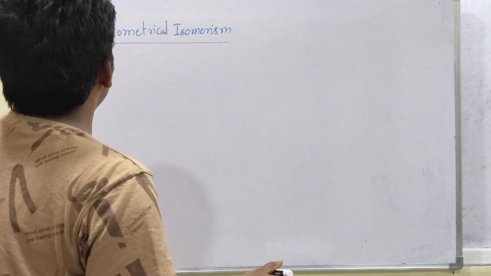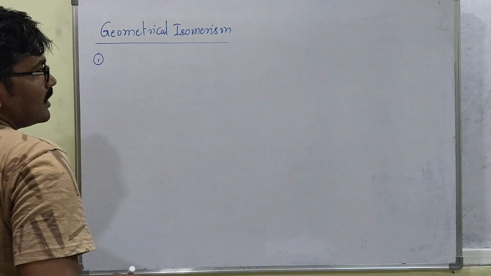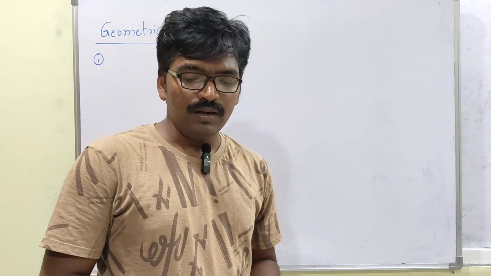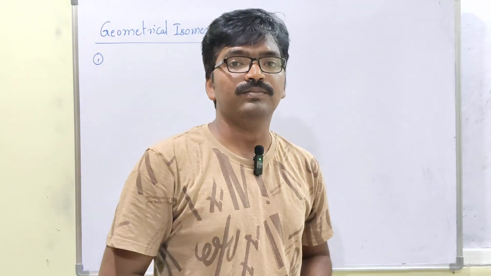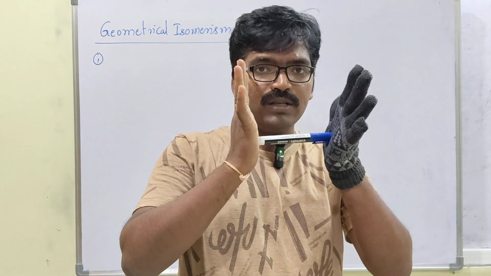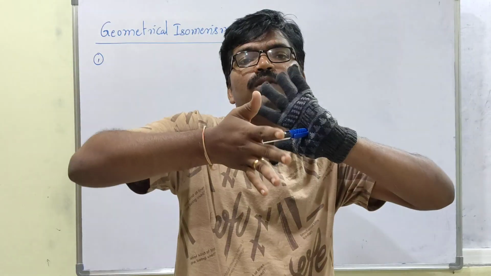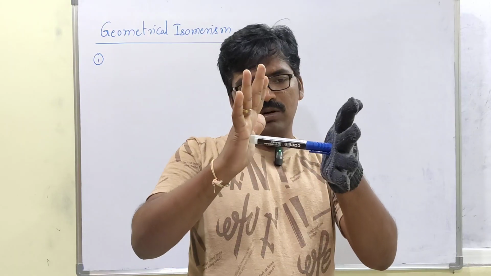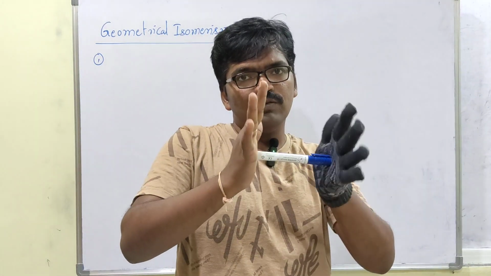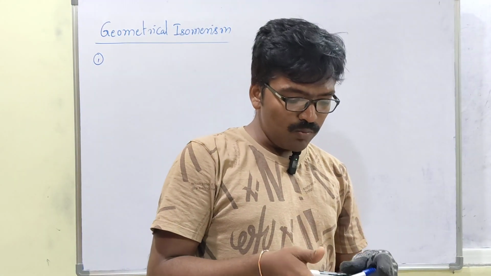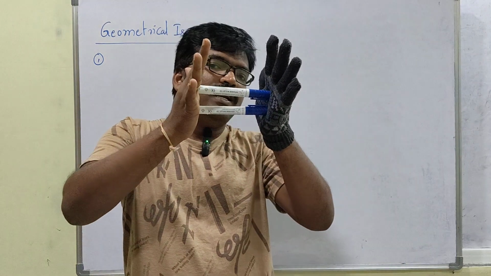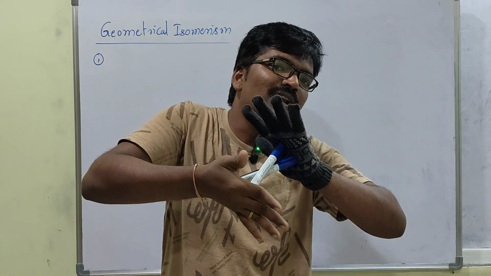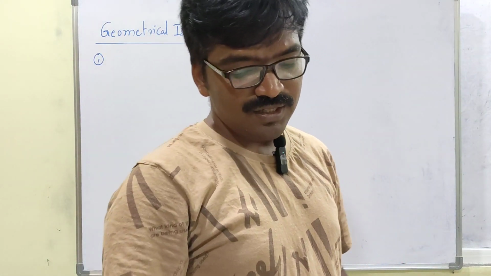The first condition: between the carbons, restricted rotation should be present. Restricted rotation means that if a single bond is there between the carbons, we call that free rotation. If instead there is a double bond between the carbons, it cannot freely rotate. That we call restricted rotation.